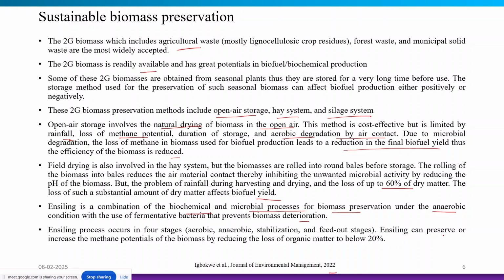So, ensiling can preserve or increase the methane potential of the biomass by reducing the loss of organic matter to below 20%. Initially, if rainfall and other disturbances occur, that may cause 60% loss of the dry matter, while when we follow the ensiling process, the loss becomes below 20%. So such strategies are followed for sustainable biomass preservation purposes.